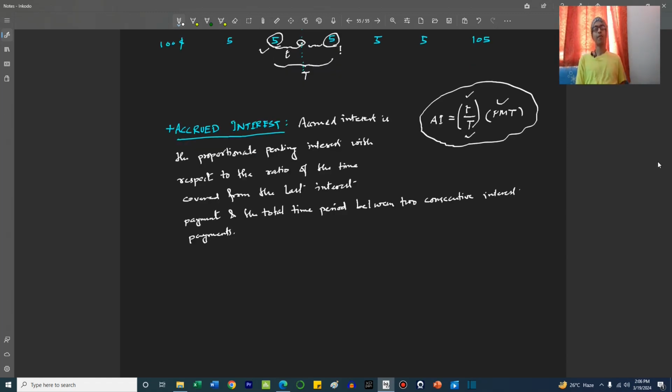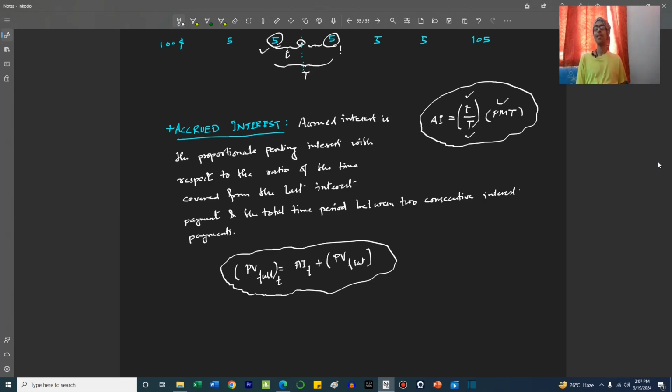Now what is the role of this accrued interest in the calculation of the present value of our bond at any time t? Let's see that. Now the full price, that is the PV full of a bond at time t, is equal to the flat price or the clean price of the bond plus the accrued interest at time t.